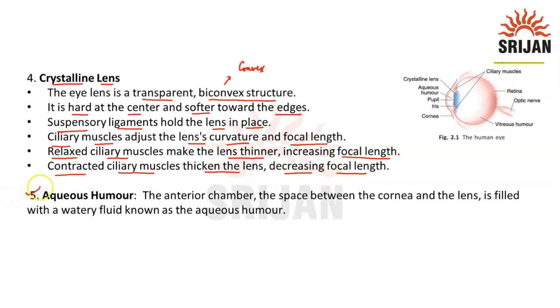Next is the aqueous humor, the anterior chamber, that is the space between the cornea and the lens. Like we know, this curved portion is the cornea. The space between the cornea and the lens is filled with a watery fluid, and that is what is known as the aqueous humor.